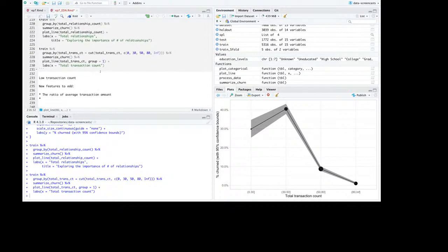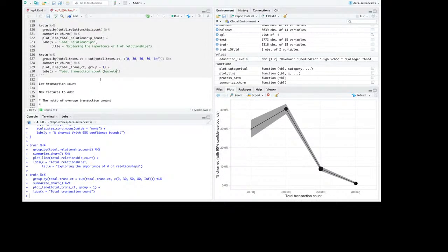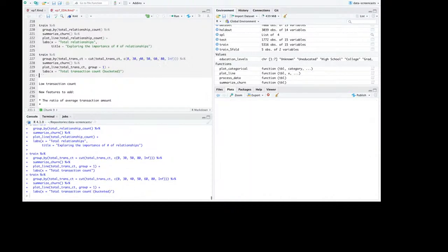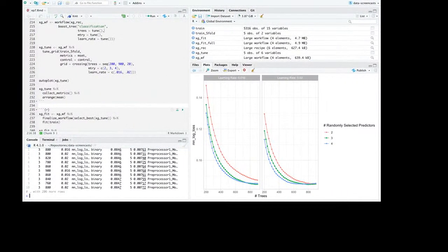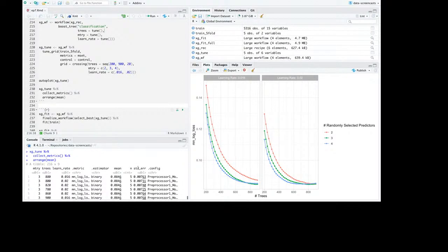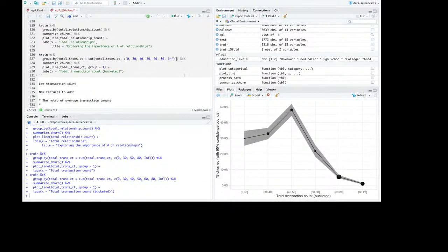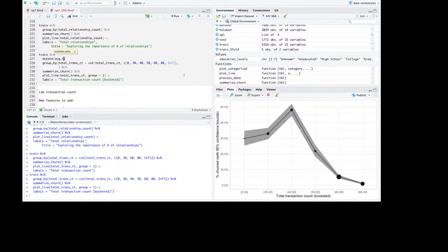All right, so total transaction count, bucketed. Notice most of them are 30, 40, 50, 60, which is a little odd now that I think about it. Wow, look at that relationship. That's pretty cool. Let's also group by average transaction amount. What is the distribution of average transaction amount?